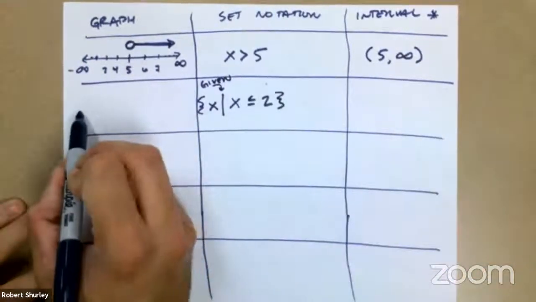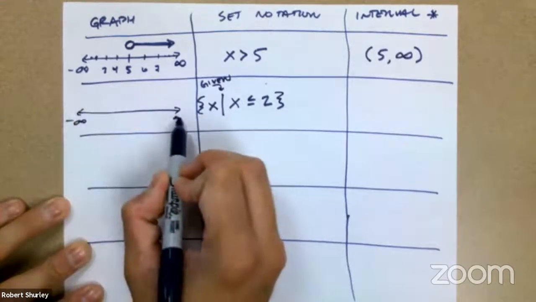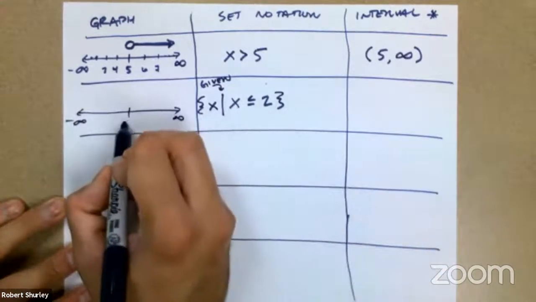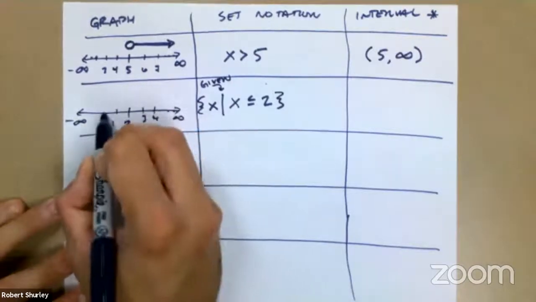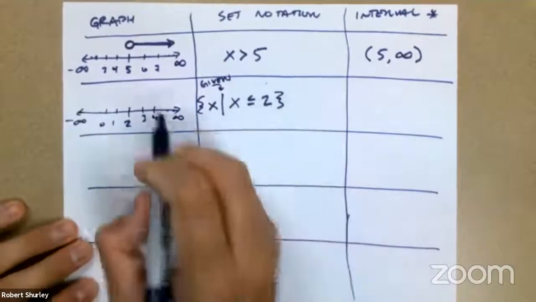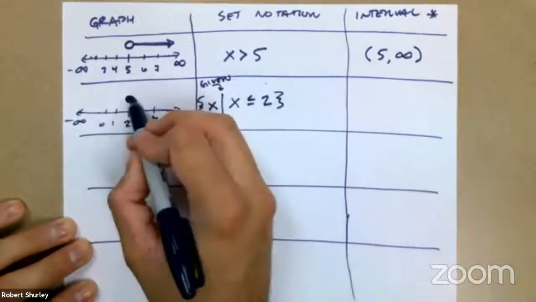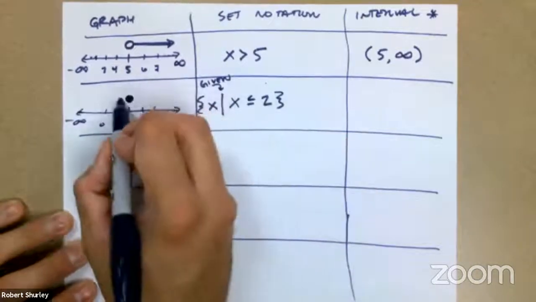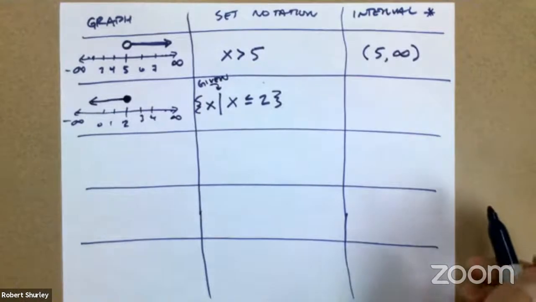So I'm going to draw this on the graph. We've got negative infinity to positive infinity. We've got 2 in here somewhere. So 3, 4, dot, dot, dot. 1, 0, dot, dot, dot. Now we can equal the 2 this time, so remember that means we use a closed circle. But it's less than, so it's going to go to the left.